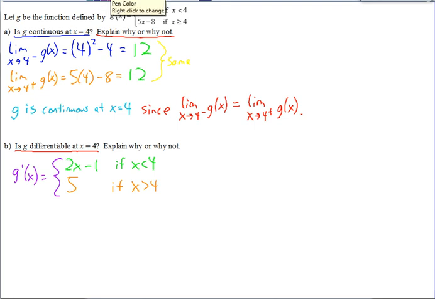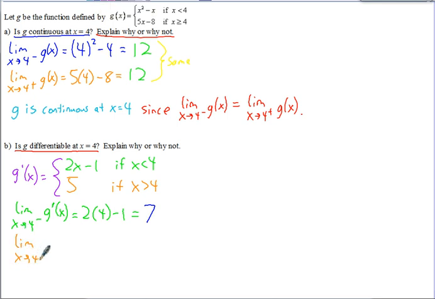So now we'll find the limit as x approaches 4 from the left of g prime of x. Plug in 4 into the top piece, that'd be 2 times 4 minus 1, which gives you 8 minus 1, which is 7. And then the limit as x approaches 4 from the right of g prime of x. Well, from the right there's nothing to plug into, it's just 5 because this is a linear equation, the slope is always 5. You get 5.